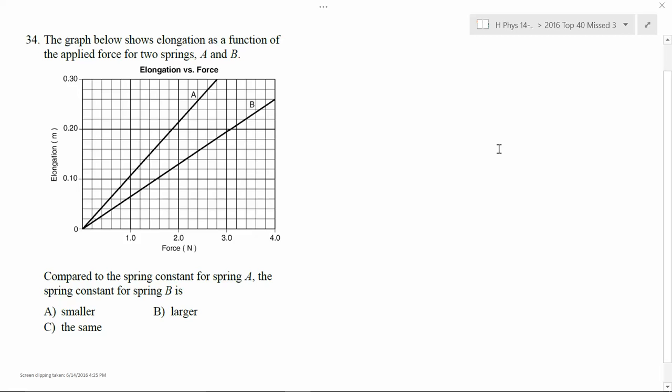34. Many good physics students have gone down on this question, and I'll tell you why.